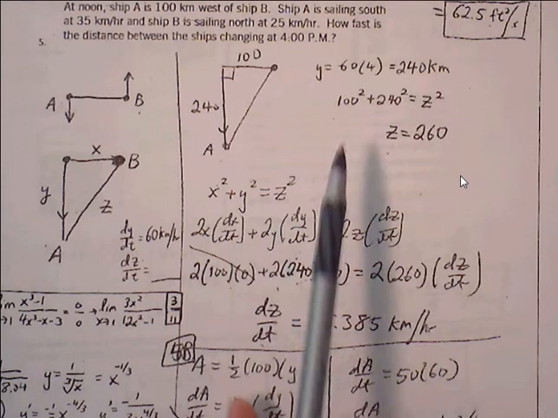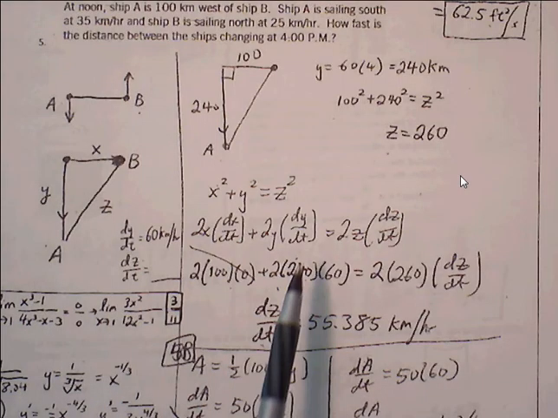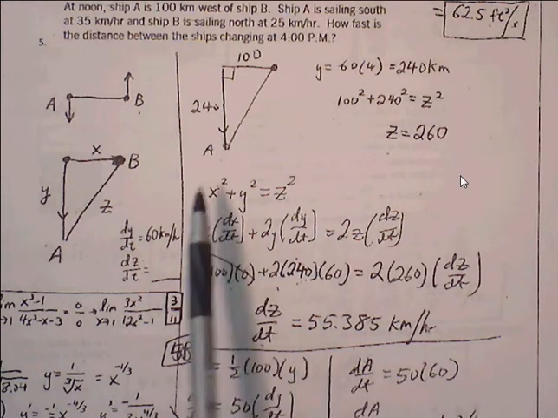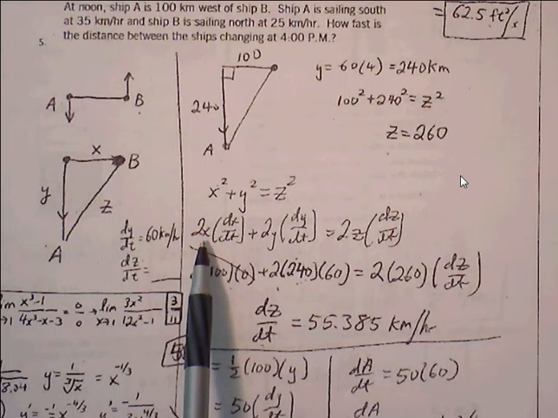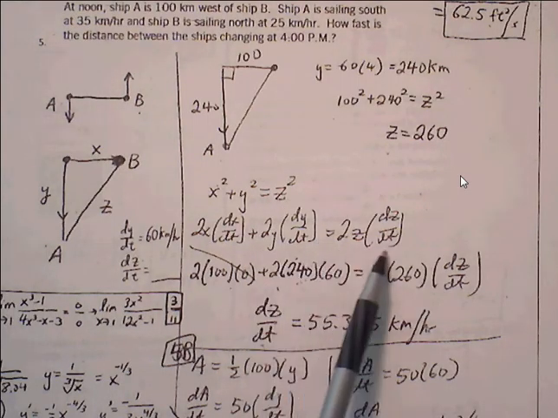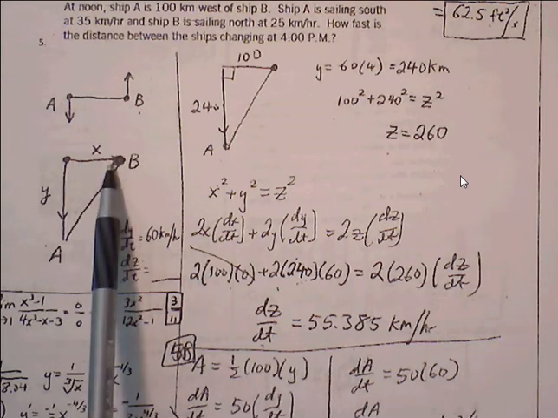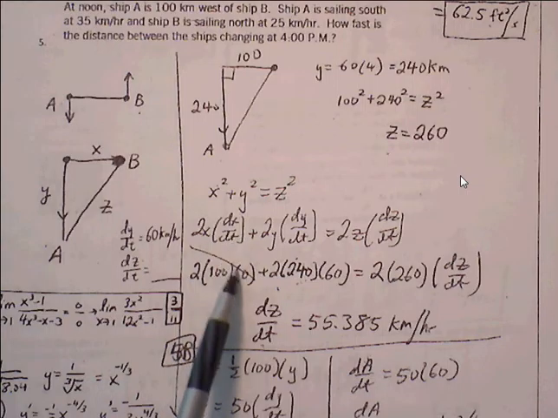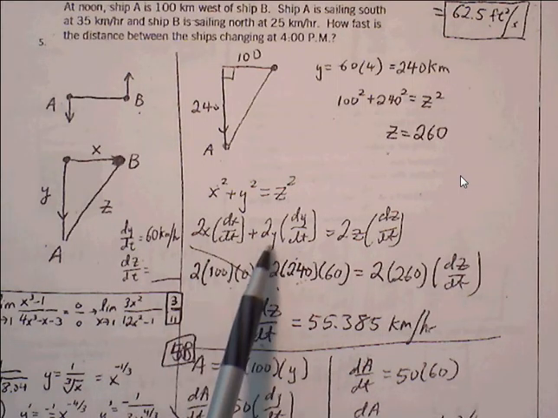All right, so the equation that relates the three variables is again going to be the Pythagorean theorem. So x squared plus y squared equals z squared. We find the derivative of each variable with respect to time. So x squared becomes 2x dx/dt. y squared becomes 2y dy/dt. z squared becomes 2z dz/dt. We know that x is not changing over time, so dx/dt is going to be 0, and that's going to take out the first term here.